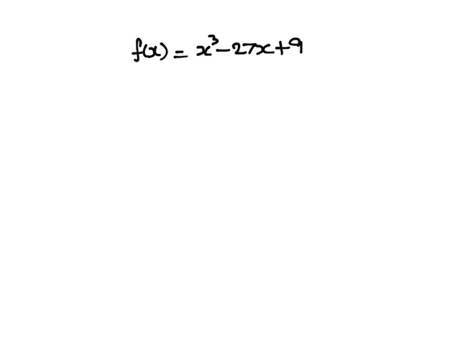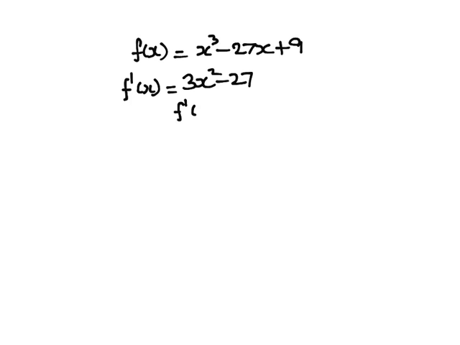Now look at this cubic function, students. I'm going to find the intervals in which the function is increasing or decreasing. So first step is find the derivative. So f dash of x is nothing but 3x squared minus 27. The second step is equate it to 0.